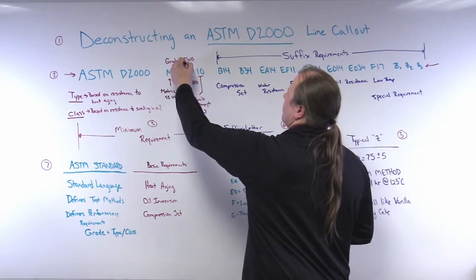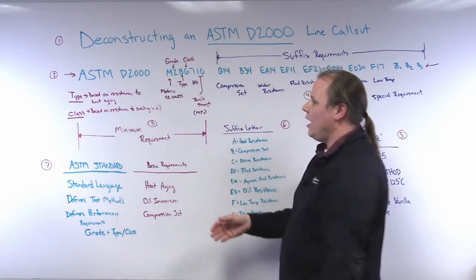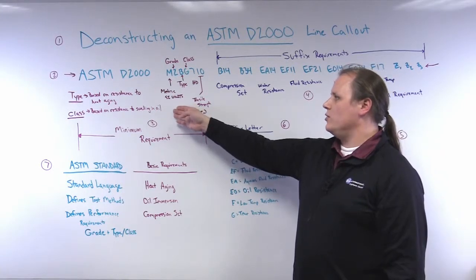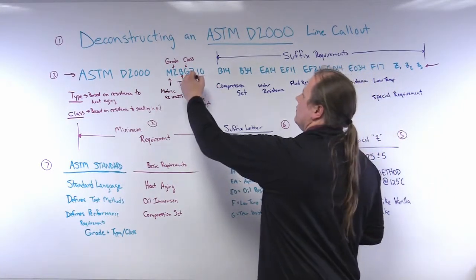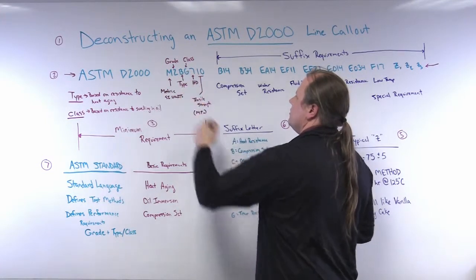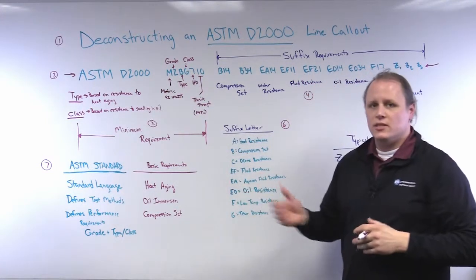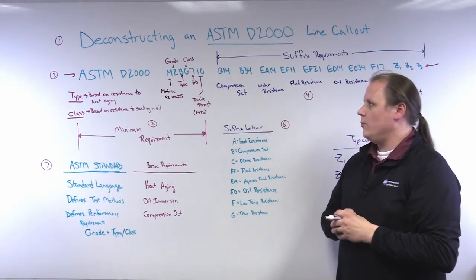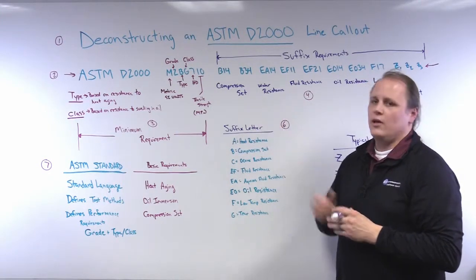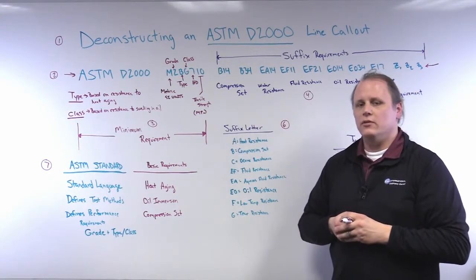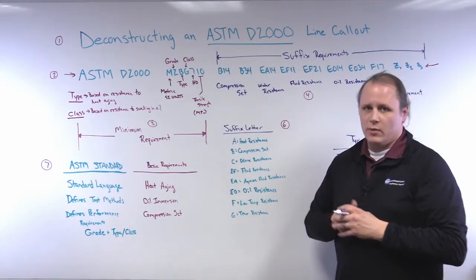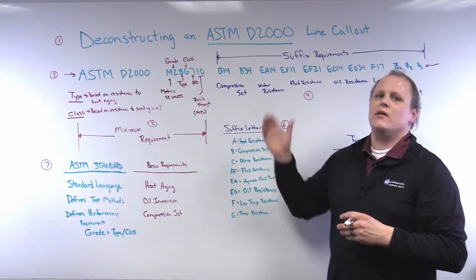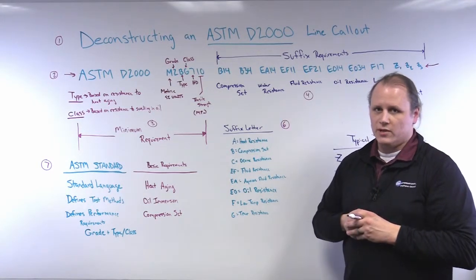After that, you have class, and class is based on resistance to oil swelling. Following that, we have a single digit that is representative of the hardness of the rubber. Now this has a 7, that could be a 70 durometer material, plus or minus 5. It also could be a 65 durometer material, plus or minus 5.